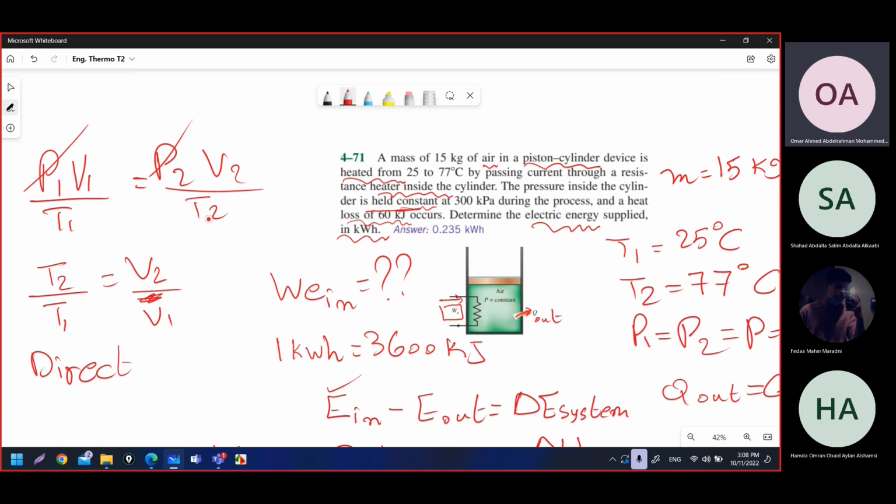So this one is a direct relation between the temperature and the volume. If I increase the temperature, I increase the volume. In this question, I increase the temperature from 25 to 77 degrees Celsius, which means V1 increases to V2. So the volume is increasing. This piston will move here, and my control volume will be this one. The volume increased, so I have an expansion process inside the piston cylinder device, which means my boundary work is out.